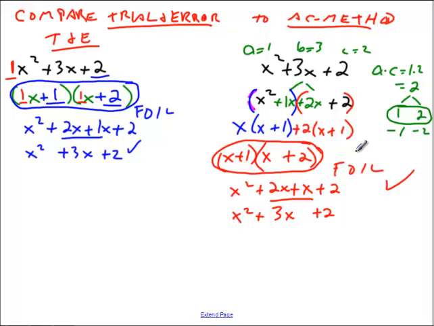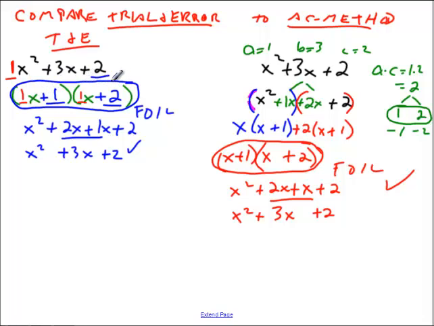So, compare and contrast. Over here, trial and error went pretty smoothly because we had a prime number for A, we had a prime number for C, and the prime number for A factored out to that. The prime number for C factored out as 1 and 2. And there was a sum, so when there's a sum, it makes it a lot easier because either they're both positive or they're both negative.